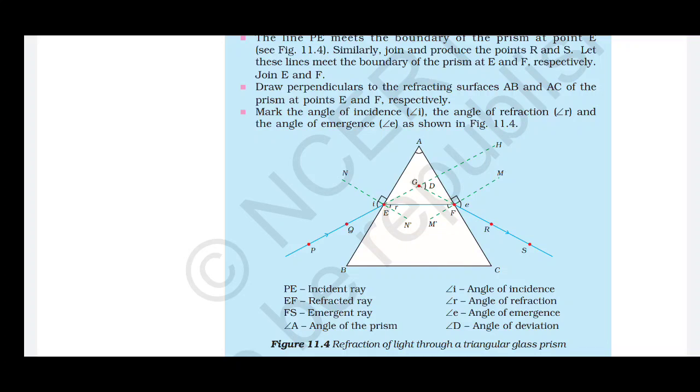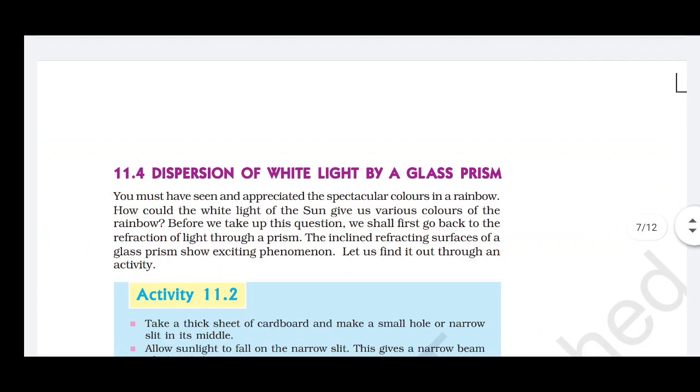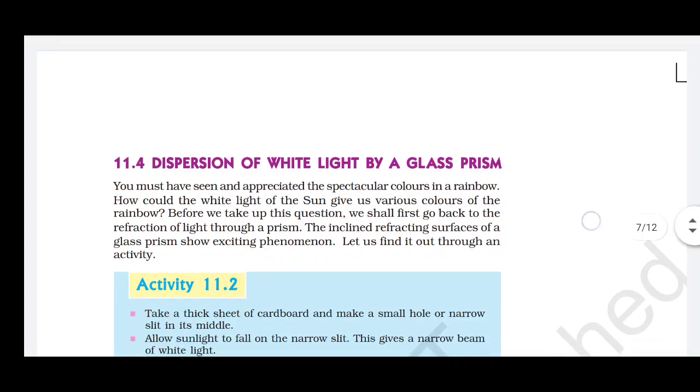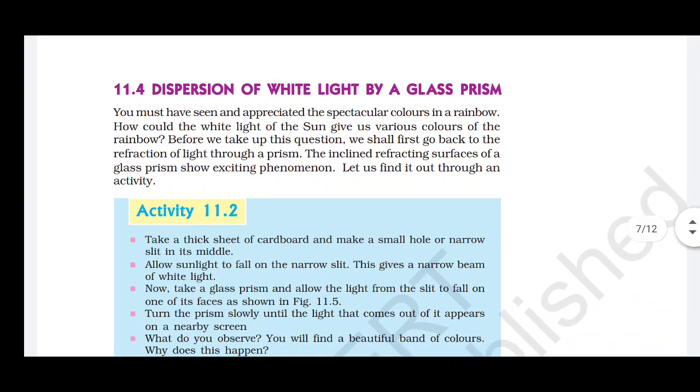When white light is passed through a glass prism, it splits into 7 constituent colors, which is known as the spectrum or dispersion or band of 7 colors. This phenomenon of white light spreading or splitting into 7 colors is called dispersion. Spectrum is the band of 7 colors formed due to the dispersion of white light.